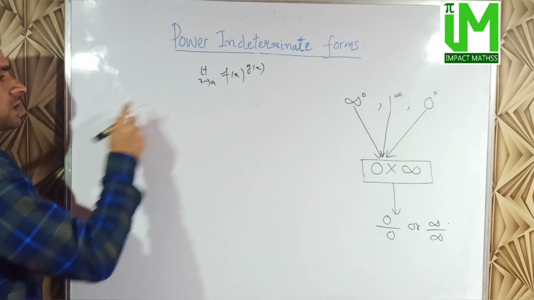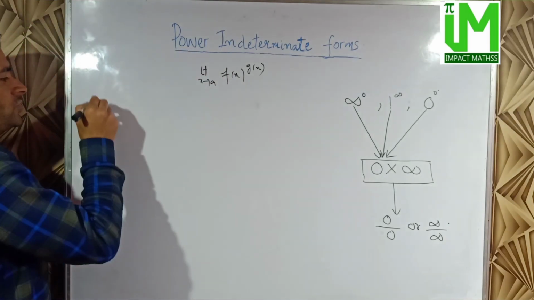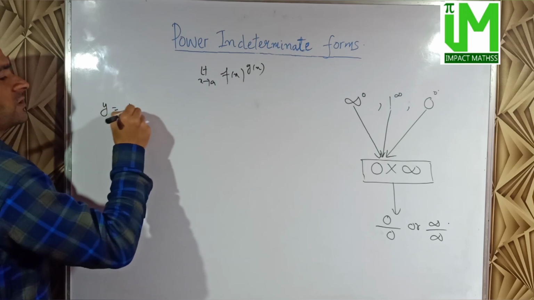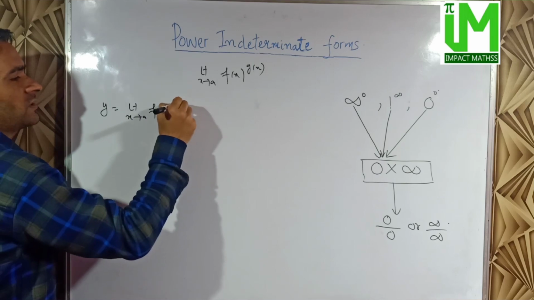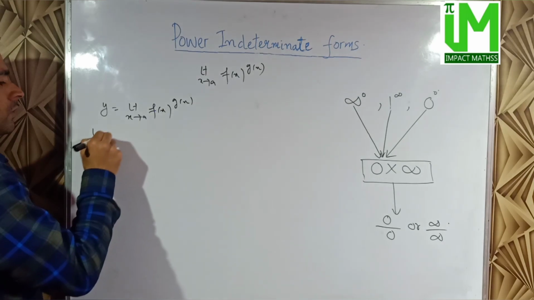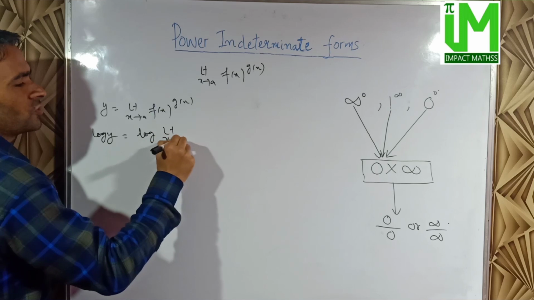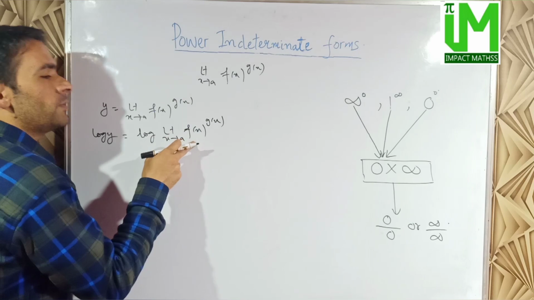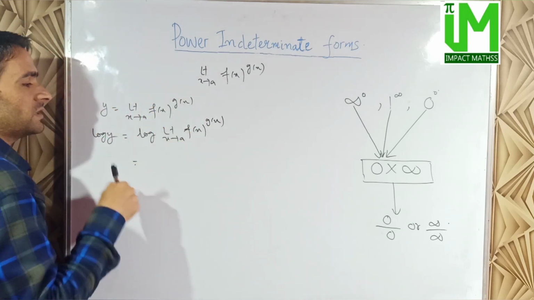So case first में if we have to compute limit x approaches to a f(x) to the power g(x), so we assume y is the limiting value of this thing, so we write let y is equal to limit x approaches to a f(x) to the power g(x), and then we take log on both sides. So we write then log of y is equal to log of limit x approaches to a f(x) to the power g(x), and we know log of limit of a function is equal to limit of log of that function because log is continuous function.